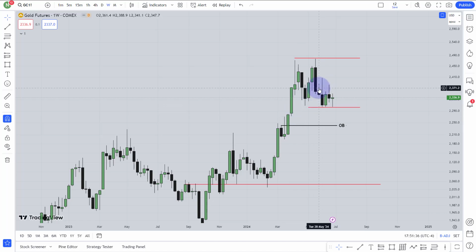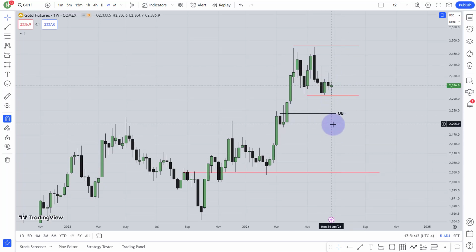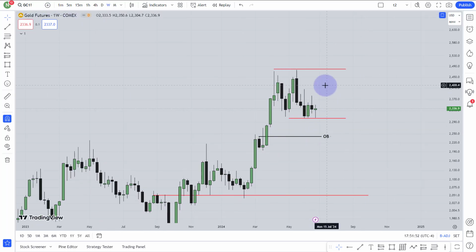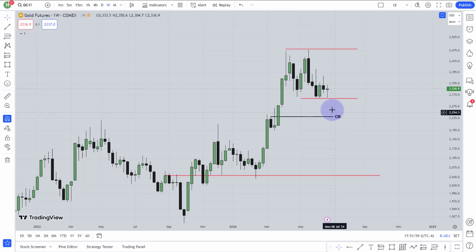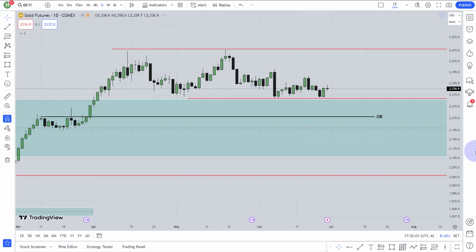So from weekly chart, I would love to see that market will reach for this order block first, then it will go for this buy side liquidity. Until then, I'm bearish for this week as well as for this whole month. I'm bearish for gold. But obviously we will change our direction if I see something very clean. Otherwise, I'm really bearish, and I would love to see that market reach until this order block at least. Let's go to daily chart.